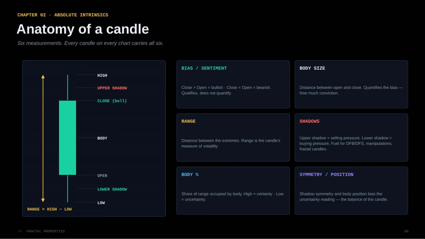breakouts to fractal candles. Body percentage, how much of the range the body occupies, is your certainty gauge. High body percent means certainty, low means uncertainty. And finally, shadow symmetry and body position, the balance of the candle, which biases the uncertainty reading. Memorize the mapping. Bias qualifies, body quantifies, range is volatility, shadows are pressure, body percent is certainty, symmetry is balance.